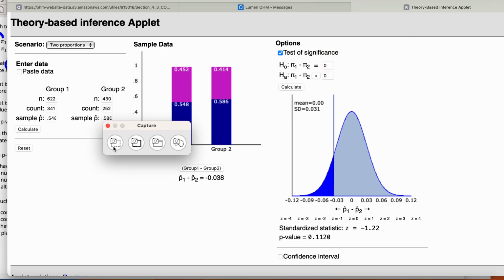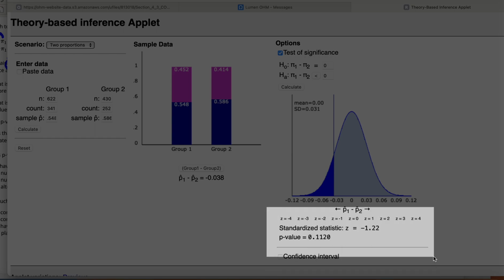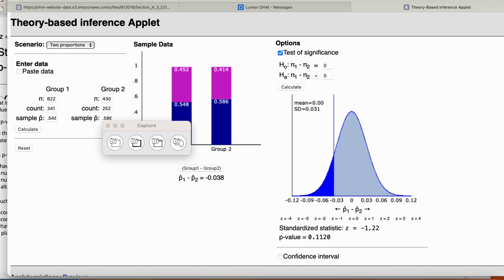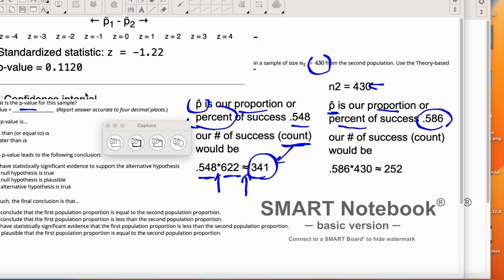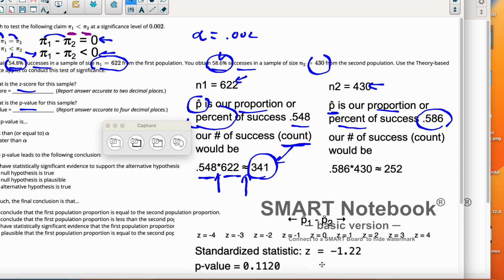Let me just pull that in. Okay. All right, I'm going to close that out, and I'm going to pull this down.